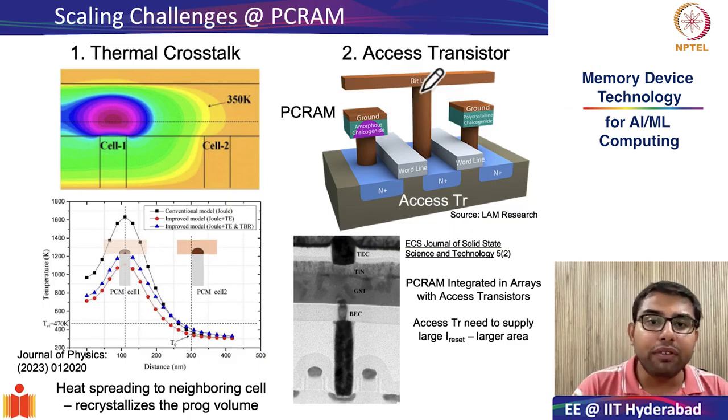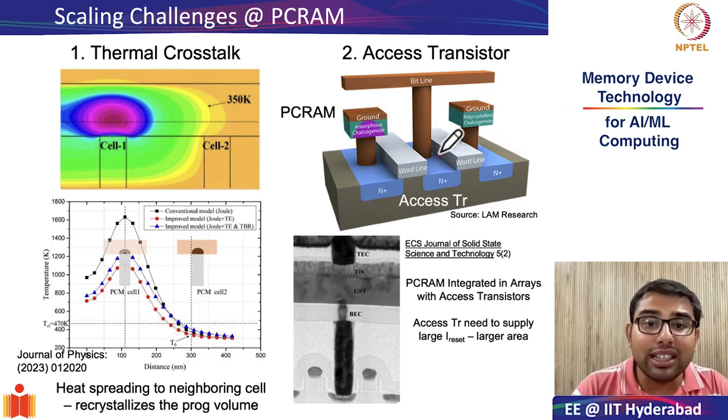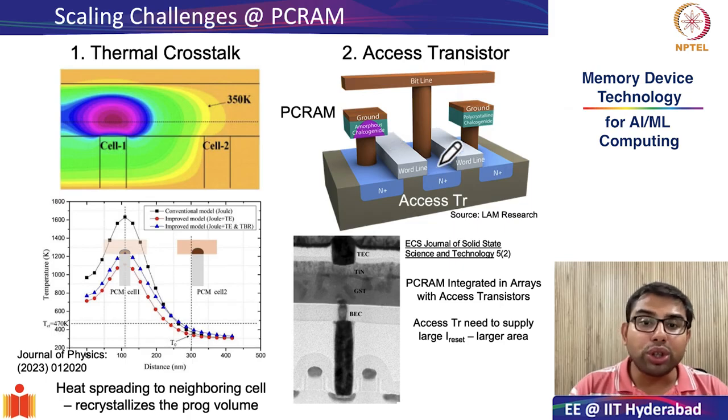Here I have shown you the 1T1R implementation in the case of PC RAM. This is your PC RAM, which is 1R, and 1T is your access transistor. Let us look at this architecture carefully. The source of your access transistor is connected to the bit line, whereas the drain of the access transistor is connected to the bottom electrode of your PC RAM. Furthermore, the word line of the cell is connected to the gate of the transistor.